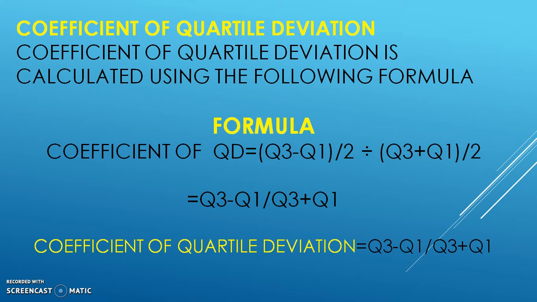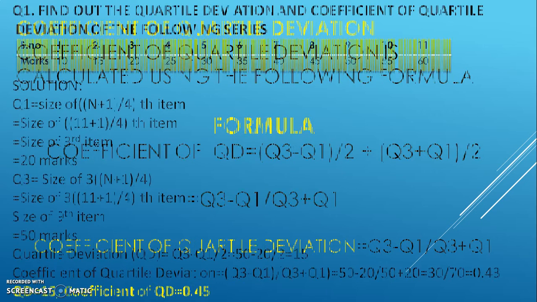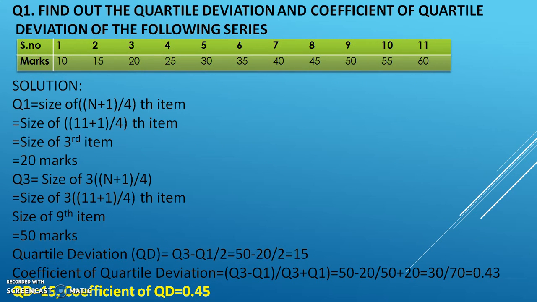Now, coefficient of quartile deviation. It is the relative value. We use this formula: Q3 minus Q1 upon 2 divided by Q3 plus Q1 upon 2. The 2 cancels, then the formula is Q3 minus Q1 upon Q3 plus Q1. Now we'll do these sums one by one in different series.